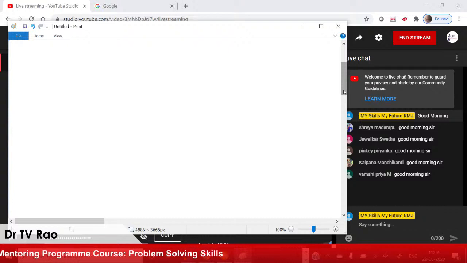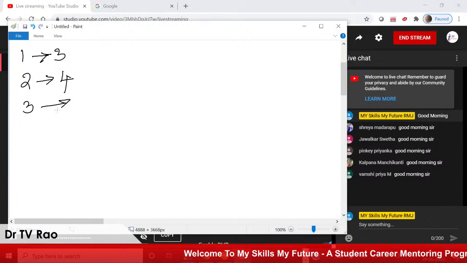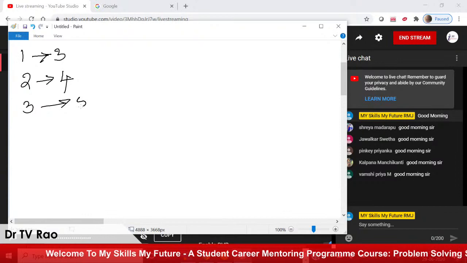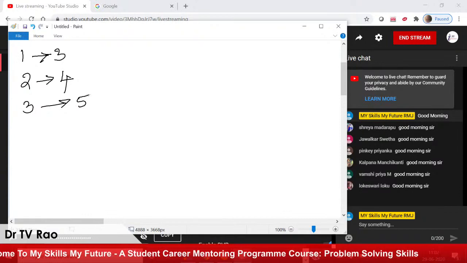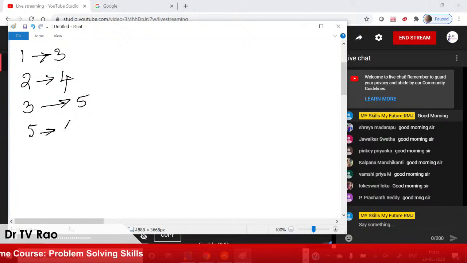Okay. Camp 1 is connected to Camp 3. Camp 2 is connected to Camp 4. Camp 3 is connected to, say, Camp 5. And Camp 5 is connected to 4.